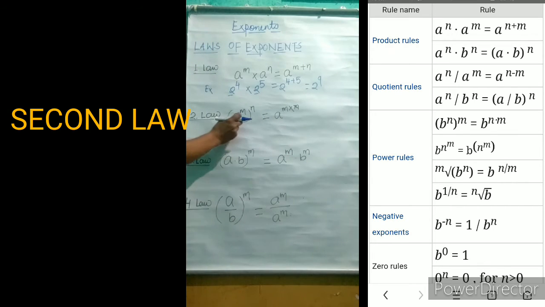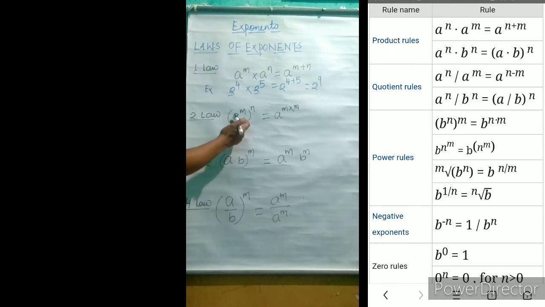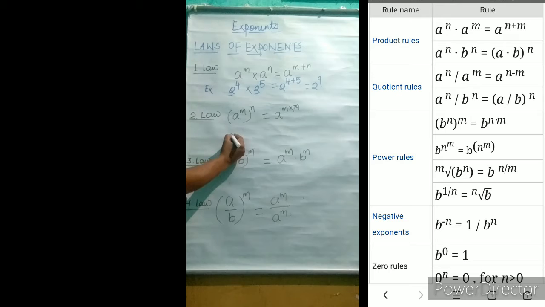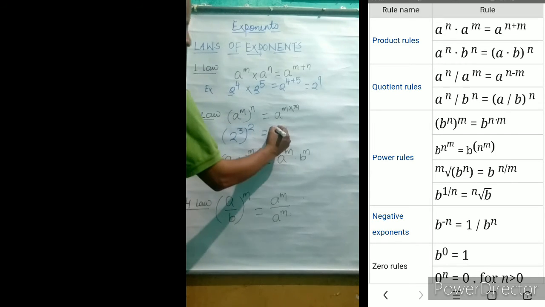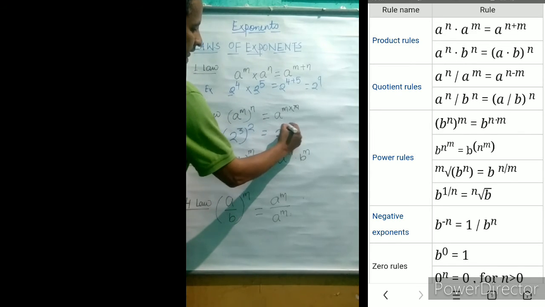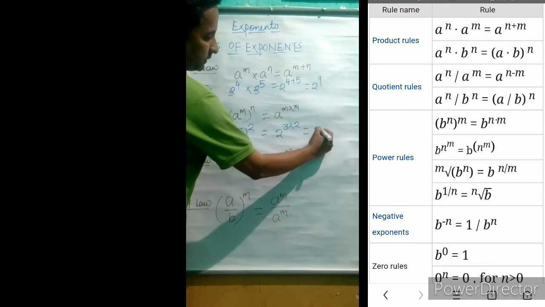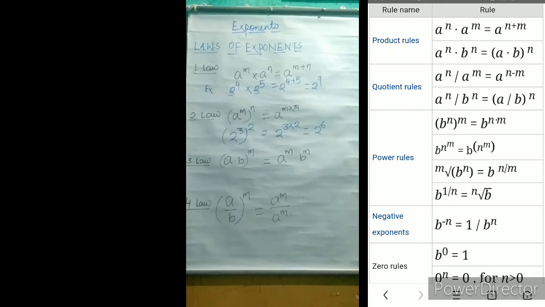The second law is, if there is a power to the power, in that case the powers will get multiplied. Like a raised to the power m, its whole power is n, so in that case a raised to the power m into n. So we can see 2 raised to the power 3, its whole power is given as 2. Then according to the law, the powers will get multiplied. 2 raised to the power 3 multiplied by 2 will give you 2 raised to the power 6.